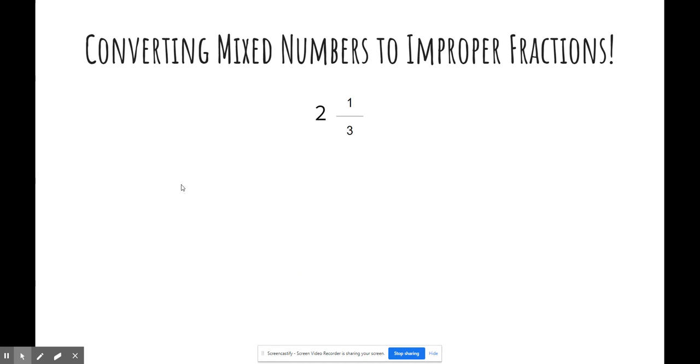What about an improper fraction, right? What if we convert a mixed number to an improper fraction? Well, it's a little bit of a formula. It's your denominator times your whole number plus your numerator all over the original denominator.